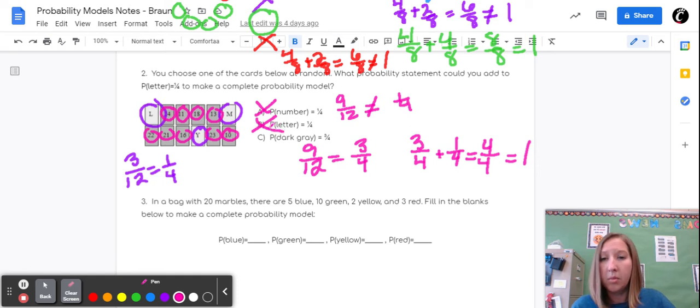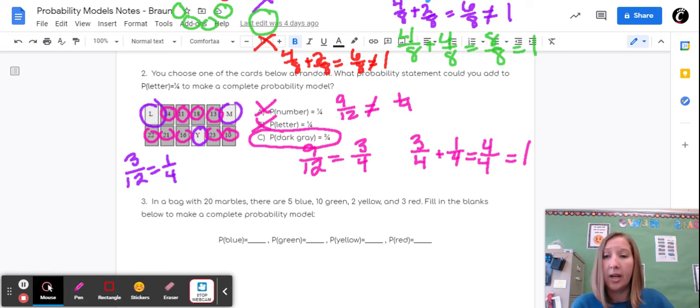So C, my dark gray cards, is what I would need to add together with the probability of my letter cards, which was 1/4, to get my complete probability model. Okay, so again, probability model, they have to add up to 1, and we have to add all of our probabilities together to get our probability model.